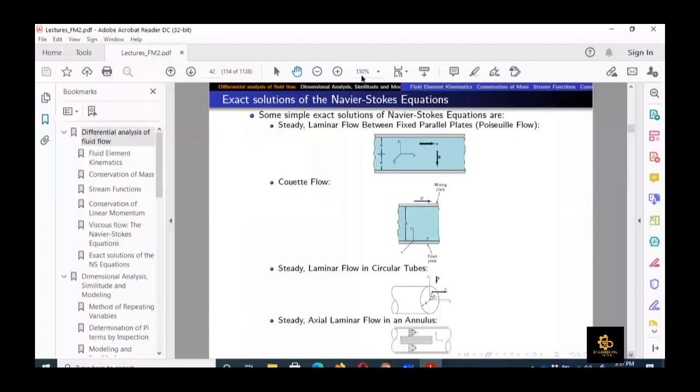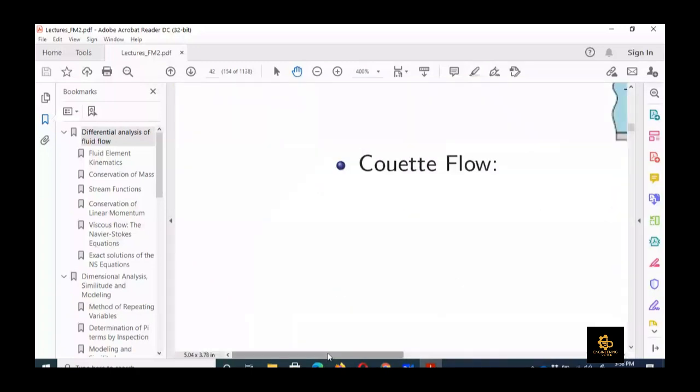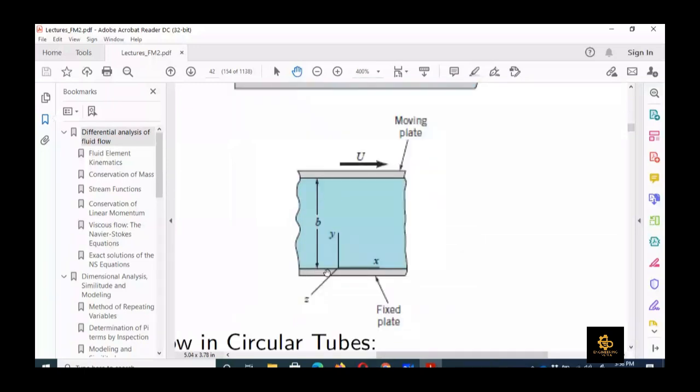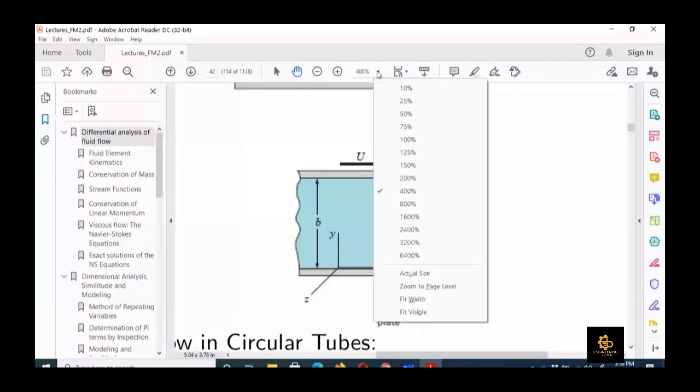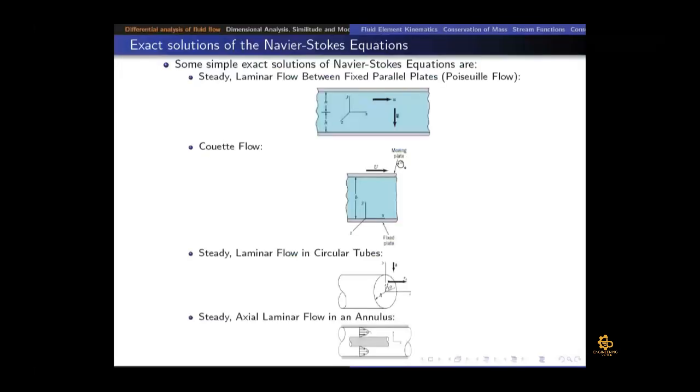Let me make it a little bit more clear. If you look here, we have got a fixed plate at y is equal to 0, because the coordinate system is starting from the lower plate. And at y is equal to b, we have got the plate which is moving with the uniform velocity capital U. So now let's see how its specific solution would differ from the solution which we obtained for the Poiseuille flow.